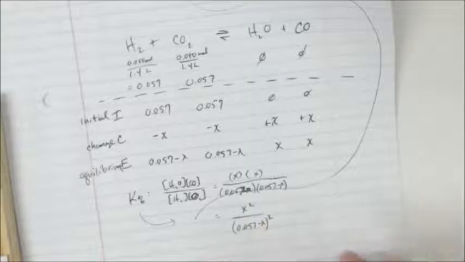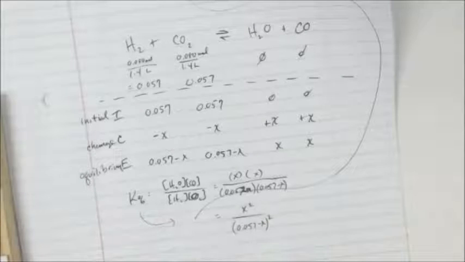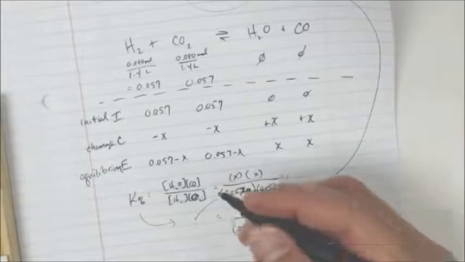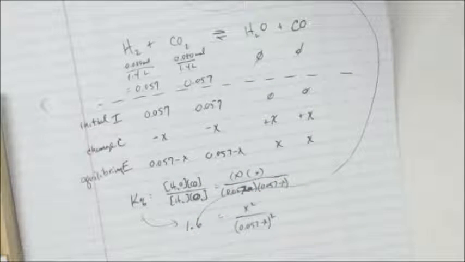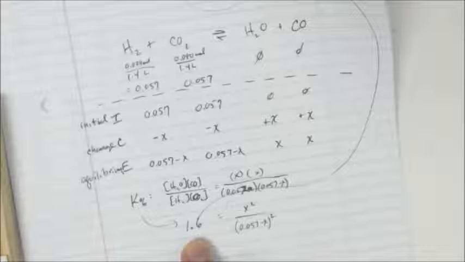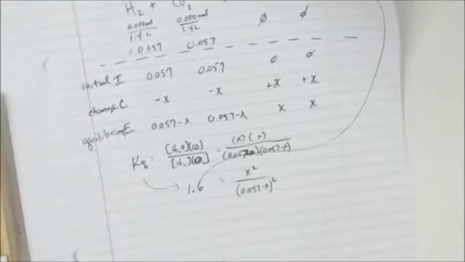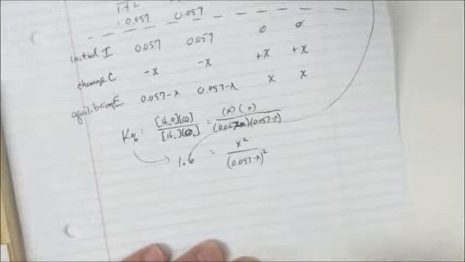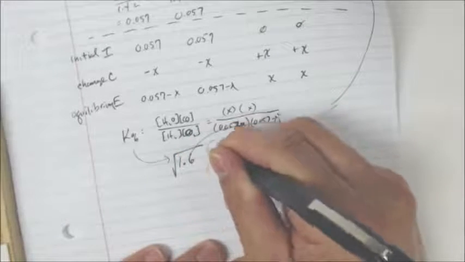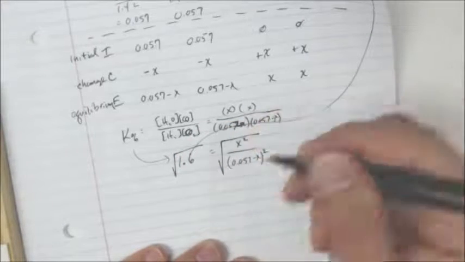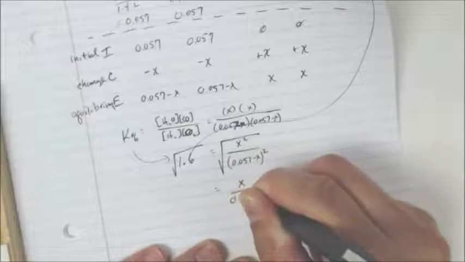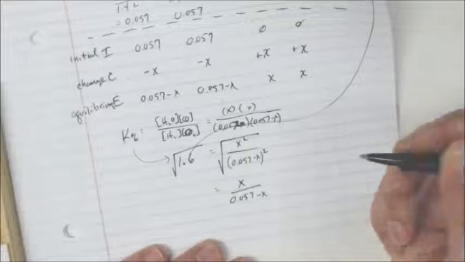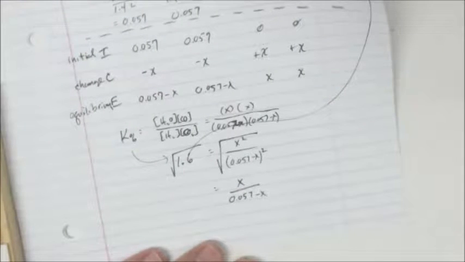Now it looks kind of like a quadratic, kind of like a nasty little calculation that you have to deal with, but it's really not so bad. If this is in fact 1.6, I don't remember if I'm remembering that correctly, but make sure you do the work correctly. So if this is 1.6, all we have to do to simplify the math here is take the square root of both sides. If I take the square root of this side, take the square root of that side, then what I'm left with on the right is X over 0.057 minus X is equal to whatever the square root of 1.6 is.